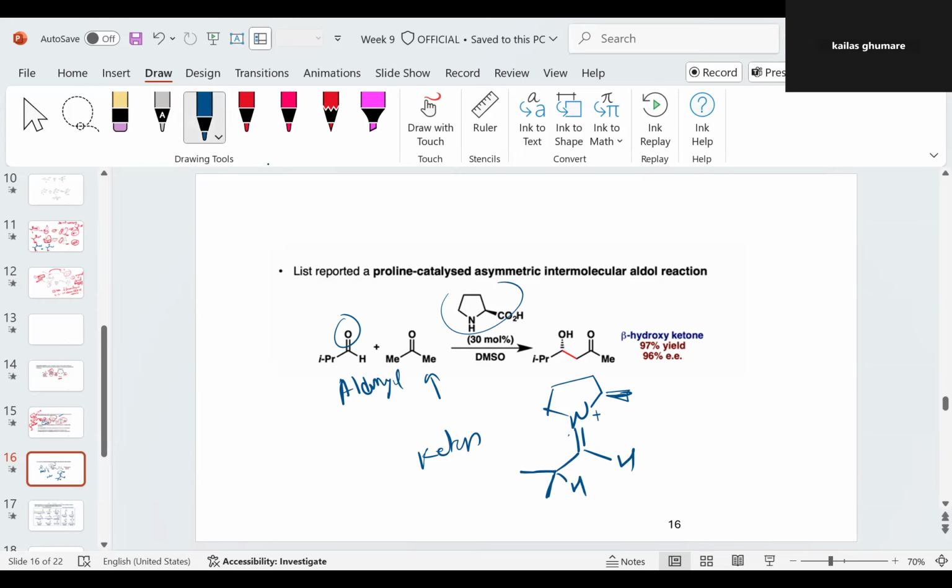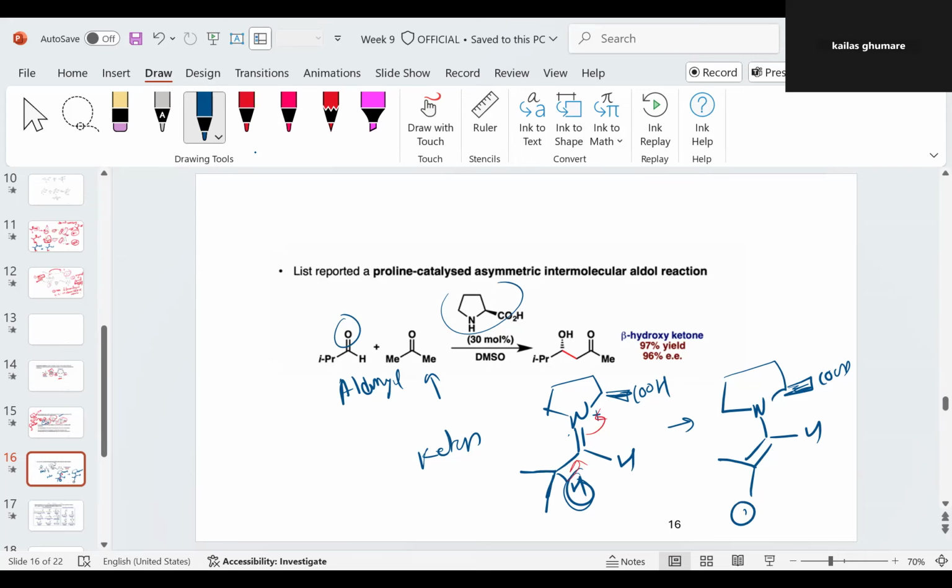Upon abstraction of this proton, here there is COOH. This proton gets converted, so the bond pair can go into the carbon-carbon double bond formation, and this positive charge gets neutralized. So it forms this intermediate, and further this entire group attacks on the ketone.